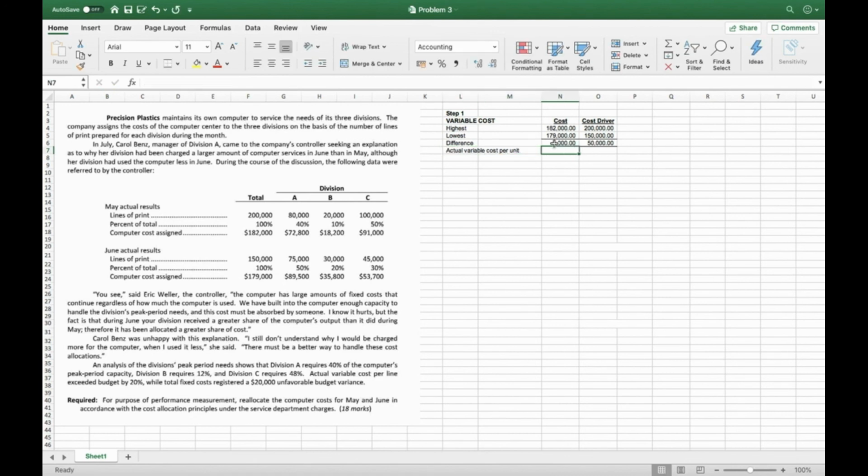Then we divide 3,000 by 50,000 to get the actual variable cost per unit. We consider the 20% excess of the actual from budgeted variable cost per unit by dividing 0.06 by 120% to get the budgeted variable cost per unit, which is the proper basis for allocating variable cost.